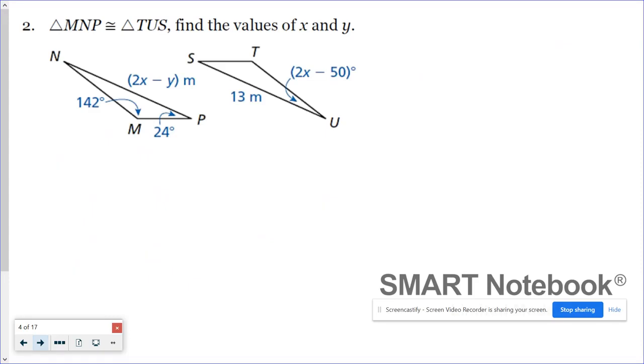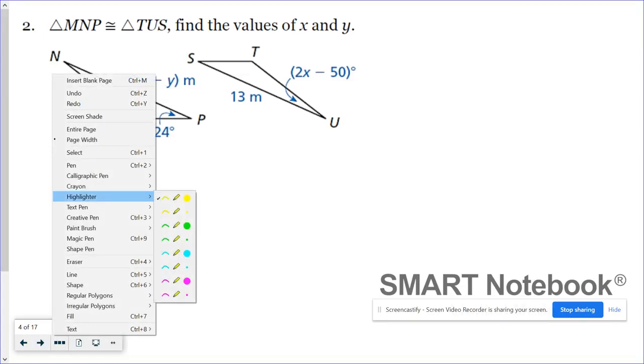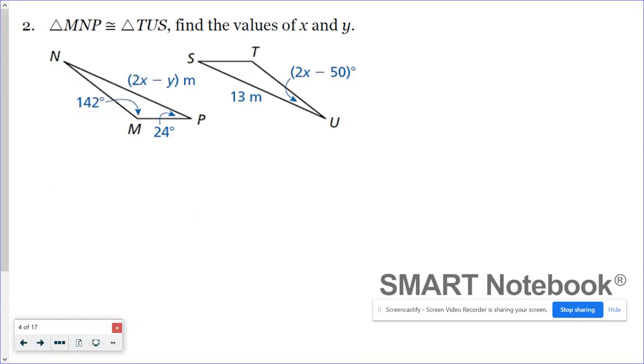In this diagram, I know that triangle MNP is congruent to triangle TUS. I want to find the values of x and y. When I look at my diagram, I notice that here's x and y, it's representing side NP, and then I have another expression with x representing angle U. I feel I should start with the 2x minus 50 since there's only one variable there.